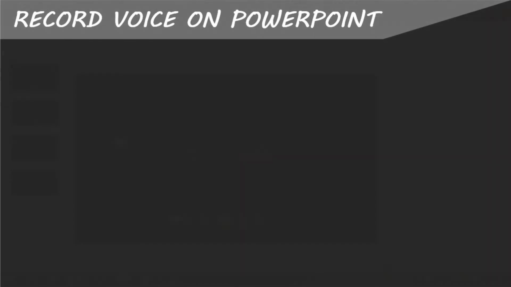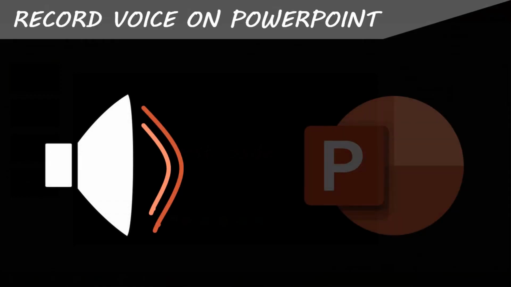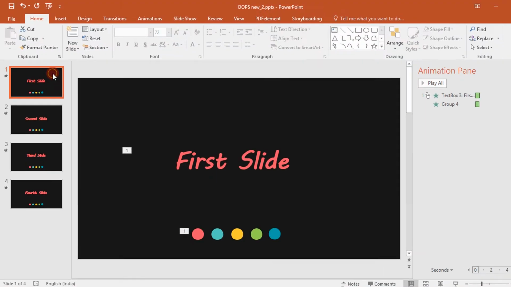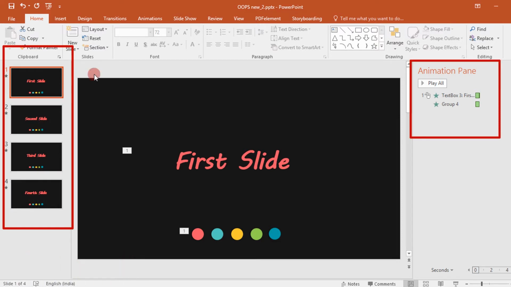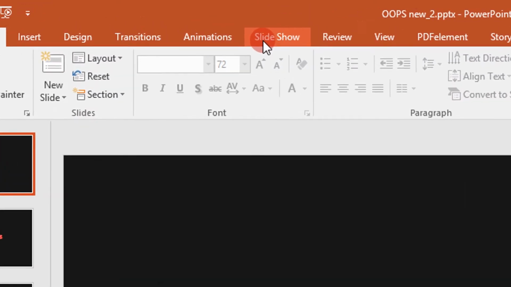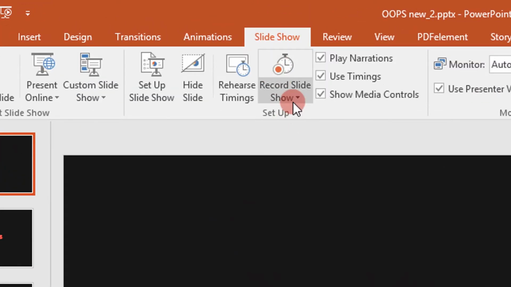Today's video is about how to record voice on PowerPoint. Here I have already created a simple presentation with 4 slides and gave simple animation also. To record audio, click on Slideshow, then Record Slideshow.